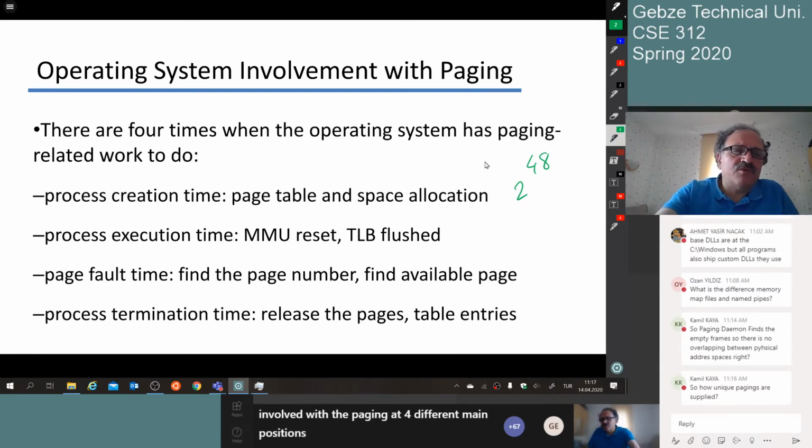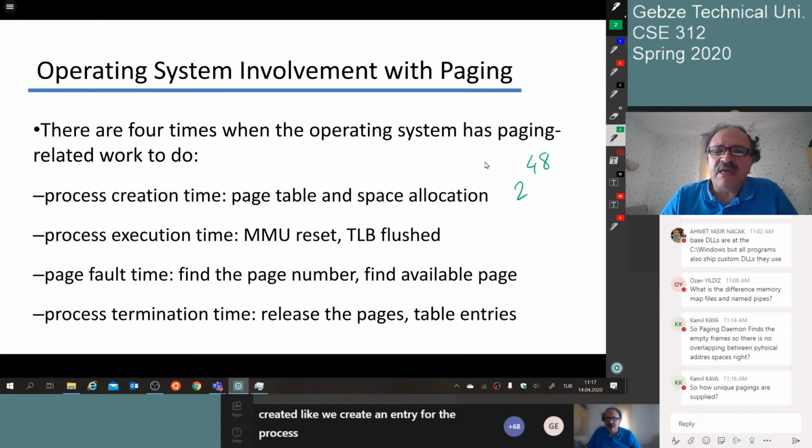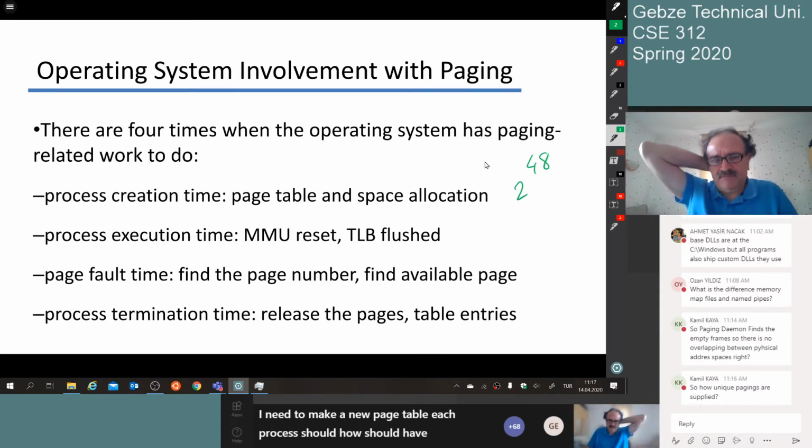The first time is, of course, the process creation time. When the process is created, like we create an entry in the process table for each process, I need to make a new page table. Each process should have its own page table.